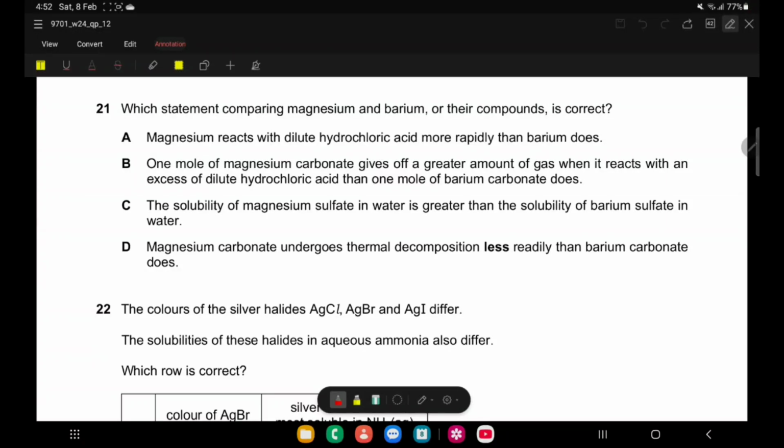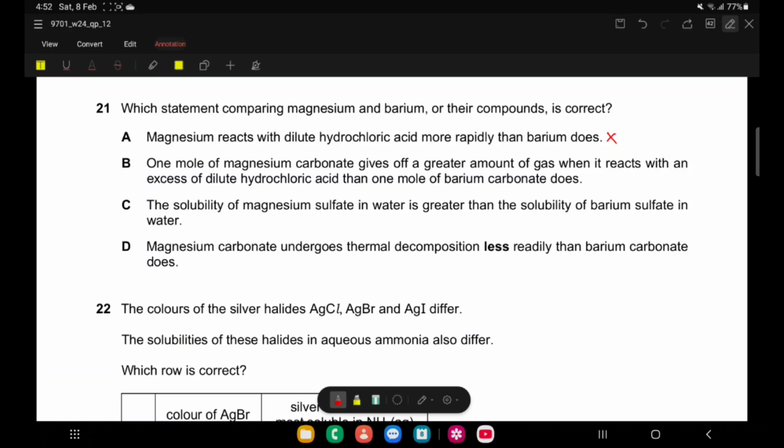Question number 21. Which statement comparing magnesium and barium or their compounds is correct? Magnesium reacts with dilute hydrochloric acid more rapidly than barium does. This is wrong because going down group 2, reactivity increases.